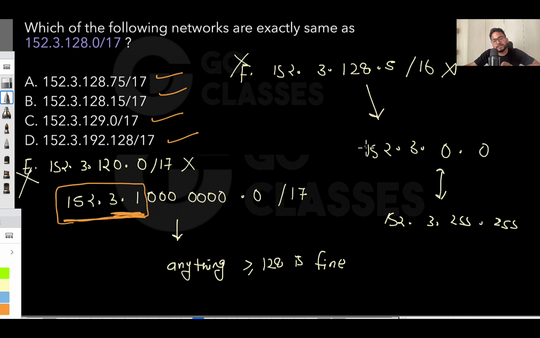Understood? So basically in the classless notation, it doesn't matter what you are writing here. Generally we write the network ID. See, for this network, this is 1 and everything else is 0. This is the network ID, right? Generally we write the network ID here, and then slash notation, but you can write anything. Instead of the network ID, you can write 75, 15, 129, 192, anything you can write, right? All of these are representing the same network.